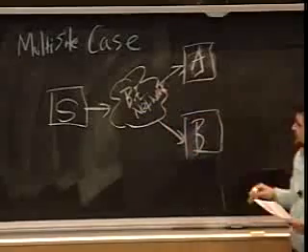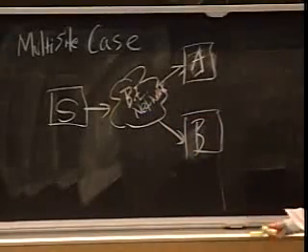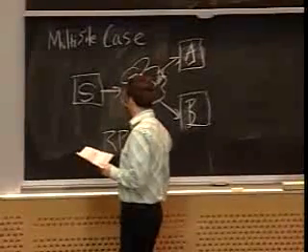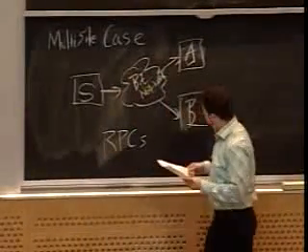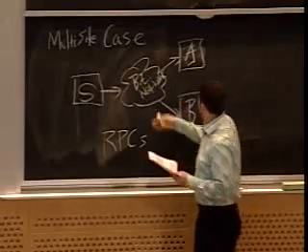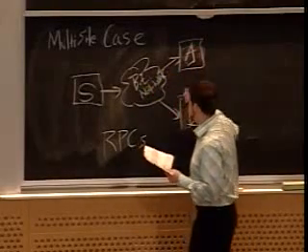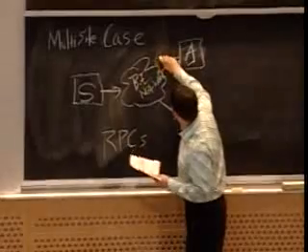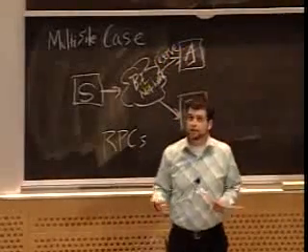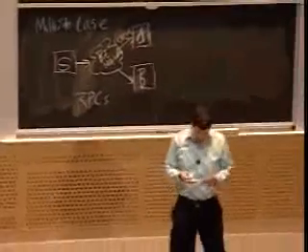And the way to think about these things is that these nodes are going to interact with each other using RPCs. They're just going to send requests to each other and responses over these links. So S is going to send an RPC to A saying, reserve a seat for me, for example. And then A is going to send a reply back saying, okay, I went ahead and reserved that seat.